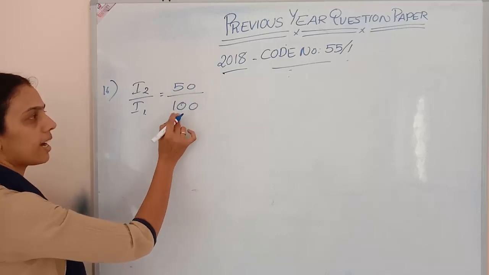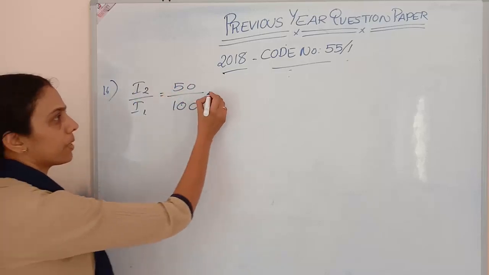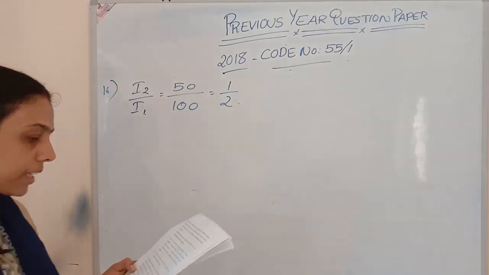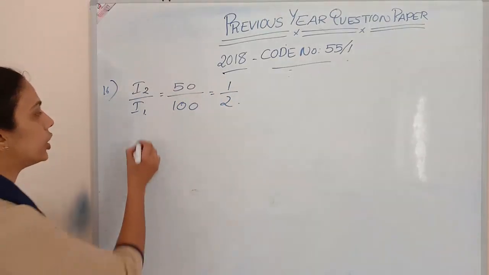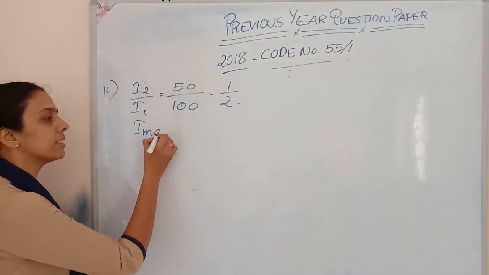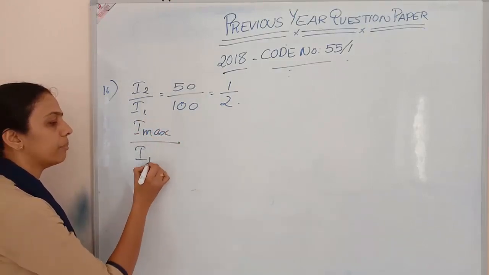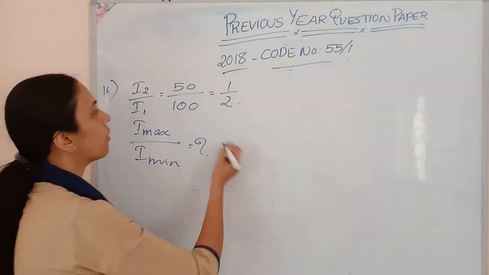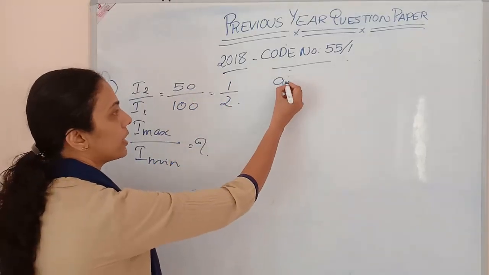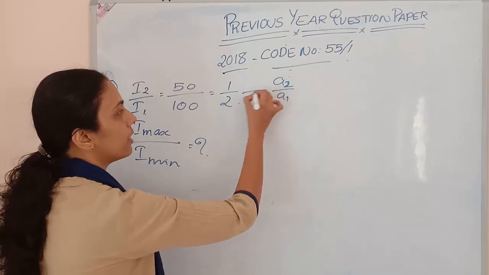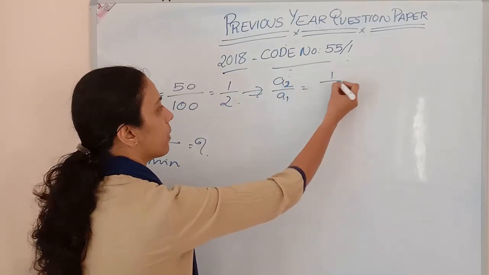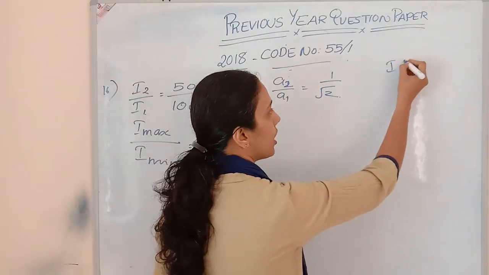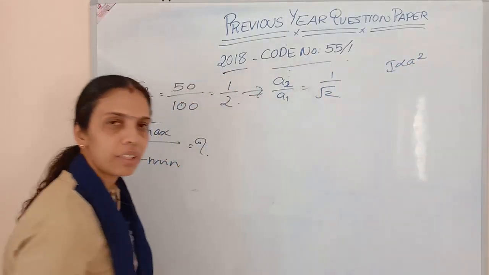If I1 is 100, it became 50%. That is 1 by 2. So what we should find out here is the ratio of I max divided by I min. This is the ratio of I2 by I1, so what will be the ratio of A2 by A1? It is 1 by root 2, because I is proportional to A square, isn't it?